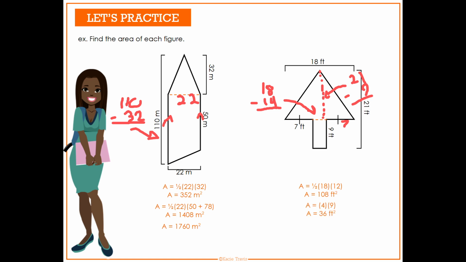Then below, we have us a little rectangle. That's just base times height. So 4 times 9. And then when we add those together, we get a total area of 144.